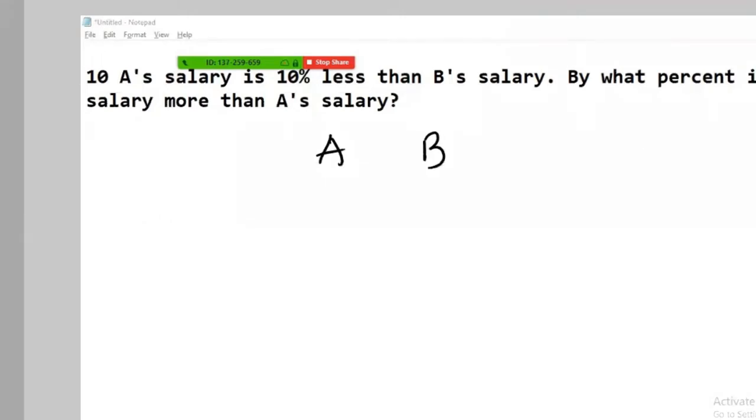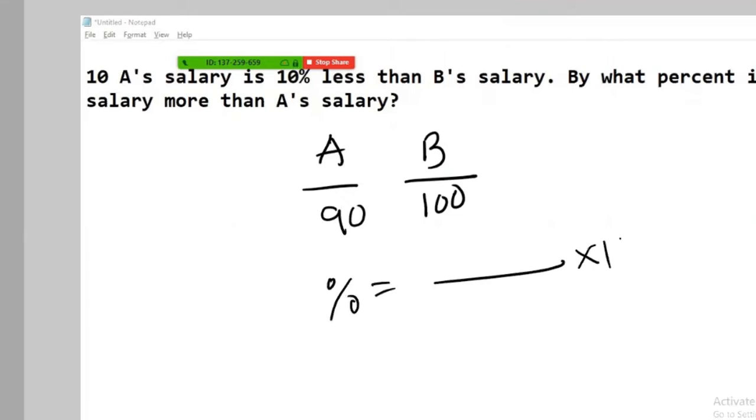A, B. A's salary is 10% less than that of B. So whom should I take as base? B. It's 100. What is A now? 10% less, so A's salary is 90. Percentage symbol: something in the numerator and something in the denominator, into 100. By what percent is B's salary more than that of A's salary? What will come in the denominator? A. What is A's value? 90. How much more? 10 more. So 10 will come in the numerator. The 0s get cancelled. 1 by 9. What is 1 by 9?